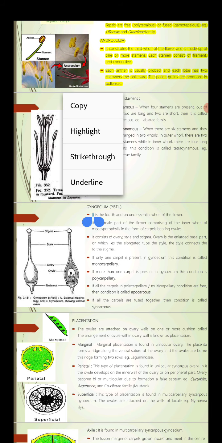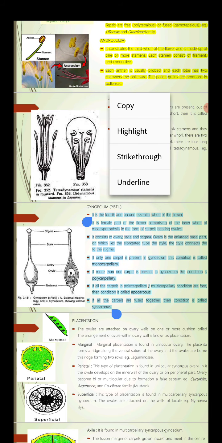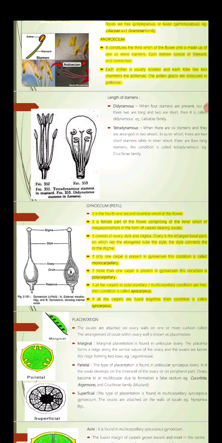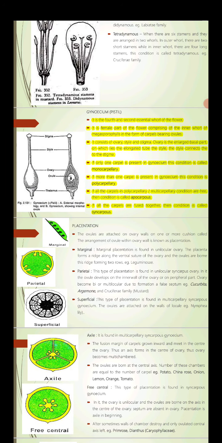It is the fourth and second essential whorl of the flower. It is the female part of the flower comprising the inner whorl of the megasporophylls in the form of carpels bearing ovules. If only one carpel is present in the gynoecium, the condition is called monocarpellary. If more than one carpel is present, it is polycarpellary. If all the carpels in the polycarpellary or multicarpellary condition are free, it is called apocarpous. If all the carpels are fused together, it is called syncarpous.